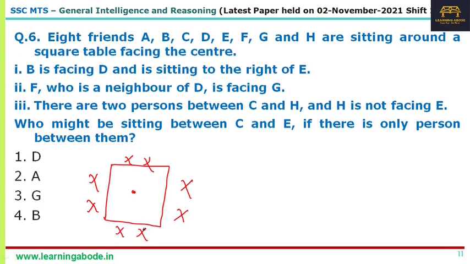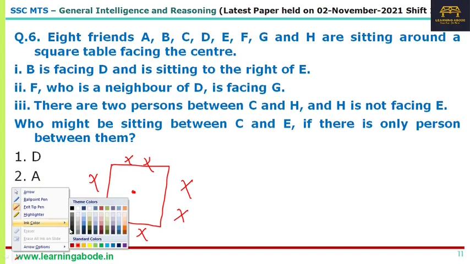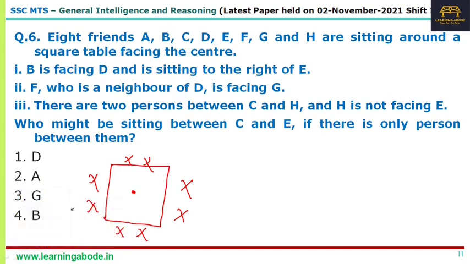Now the first statement says B is facing D and is sitting to the right of E. You can place B anywhere at the table, but maybe I'll place B here. Now everybody is facing the center. So B is sitting to the right of E. E is facing the center, and B is to the right of E. We have B, and opposite to B, D is sitting. So that's the first statement.